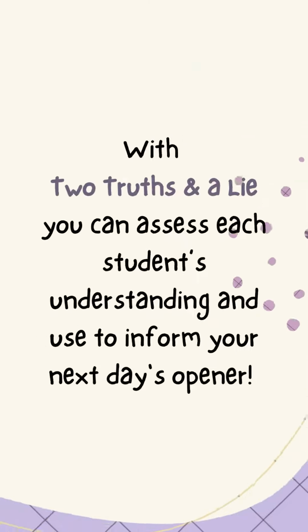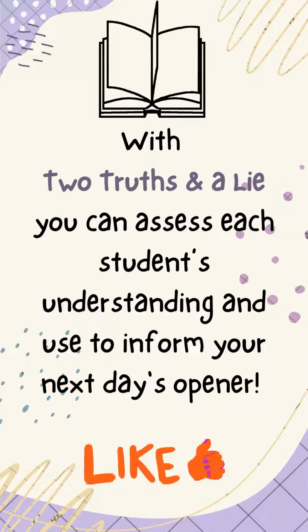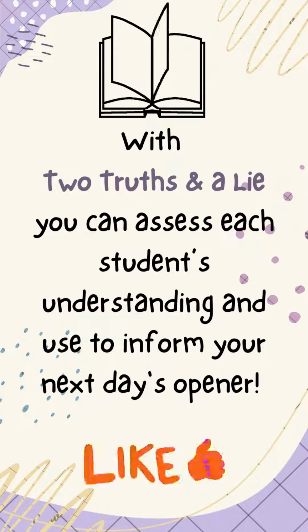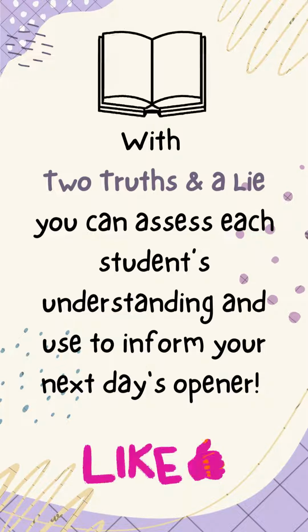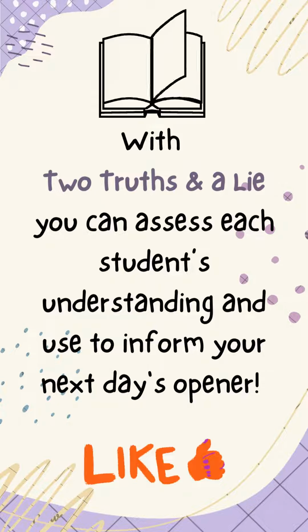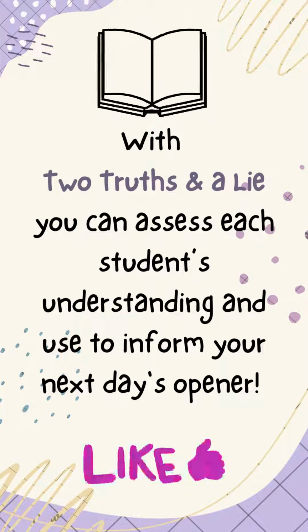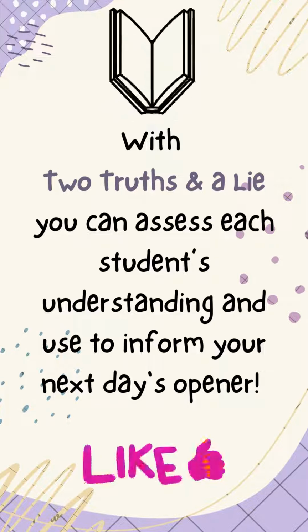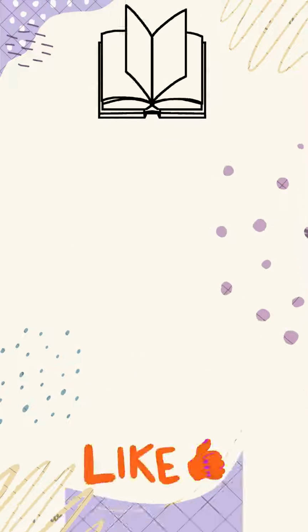When you use Two Truths and a Lie as a review process, you can assess each student's understanding and use it to inform the next day's opener. But here's a bonus. You're also teaching students how to sniff their way through test questions and identify things that look like they could be a catch-all, look like it could be the one that's trying to surprise them, but in fact is not accurate. It makes them be a little bit more discerning when they're reading statements.